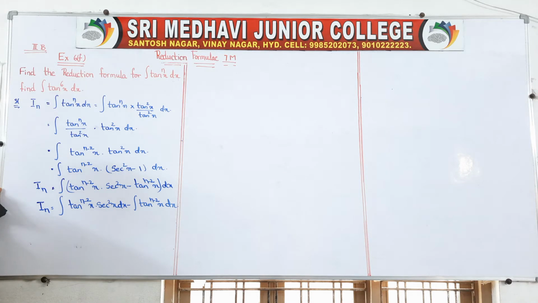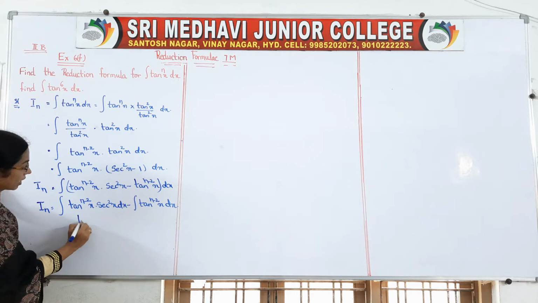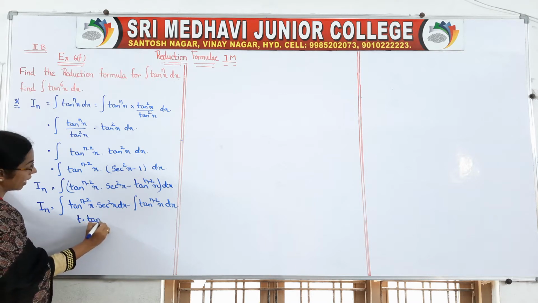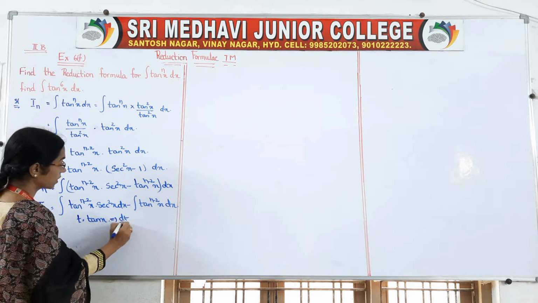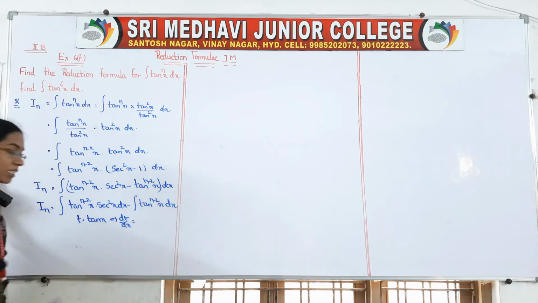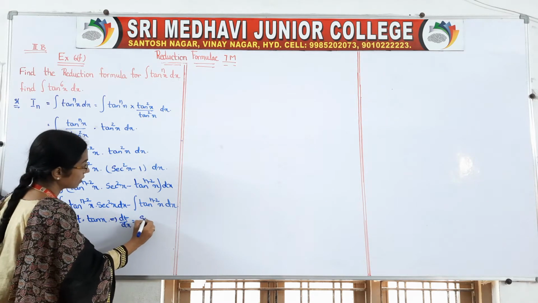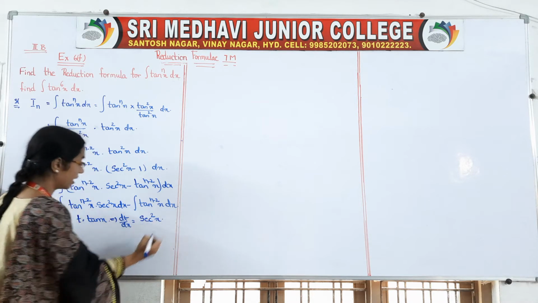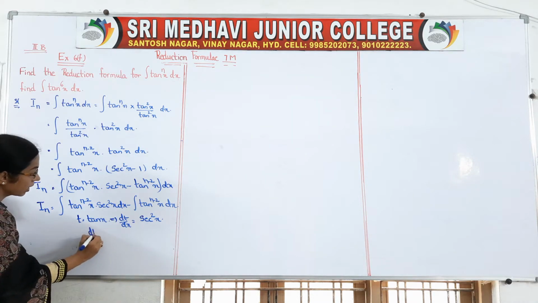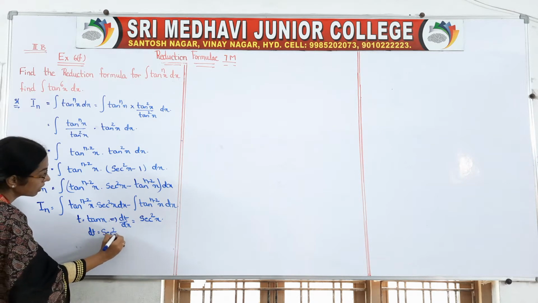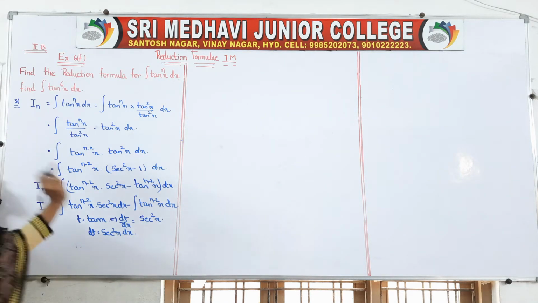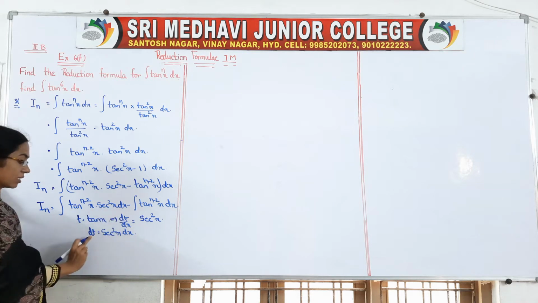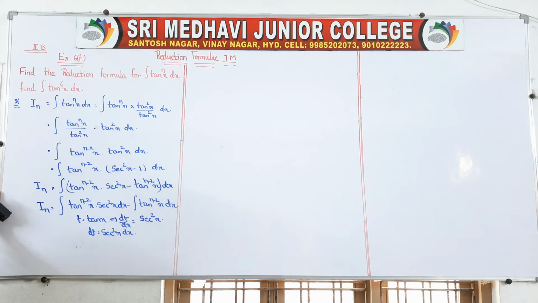Okay. So now if you observe carefully, if we take t is equal to tan x and differentiate with respect to x on both sides, dt by dx, d by dx of tan x is secant square x, right? Then what will be your dt? dt is equal to secant square x into dx. So here instead of this secant square x dx, we can take the value as dt.